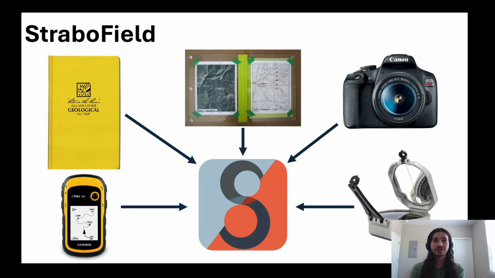So, normally, a field geologist would bring several tools, including a GPS for locating yourself, a field notebook for your notes and sketches, maps such as topographic or geologic maps, a camera for your photos, and a compass for structural measurements and navigation. So the StraboField app integrates all these tools into one application, allowing you to conduct your fieldwork and collect all your data digitally. It's linked to the StraboSpot database, so you can back up, upload, and share your data with others.